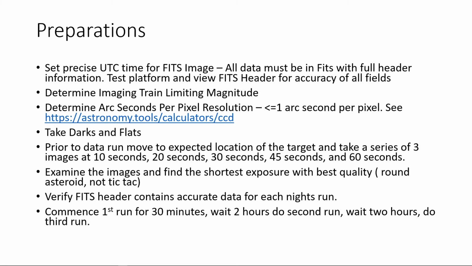Know your limiting magnitude. Look for rocks that fit within it. Determine your arc seconds per pixel. It's super important if you're going to do astrometry or even photometry to be at 1 arc second per pixel, okay? Take darks and blacks. We're not going to get all up in the air about calibration, but it's useful, obviously, for getting the image into a condition that it can be processed.